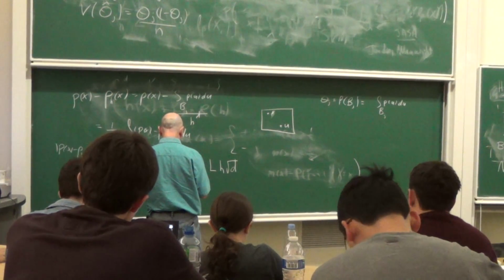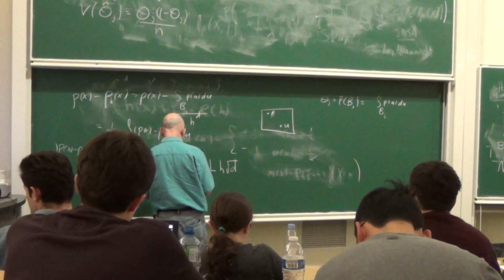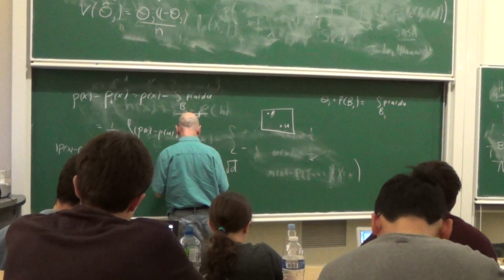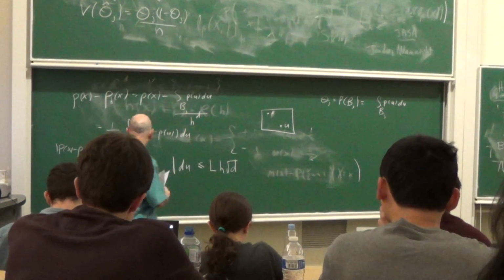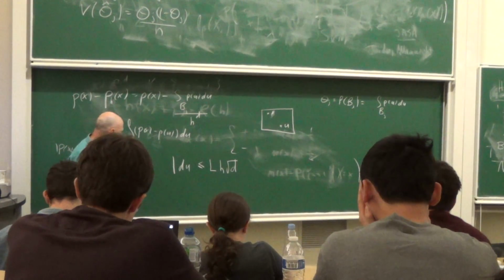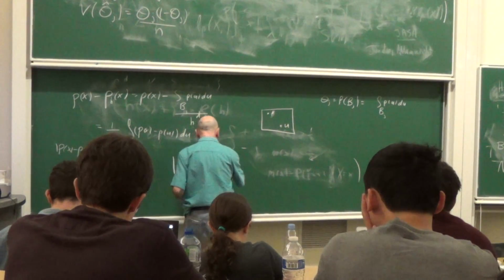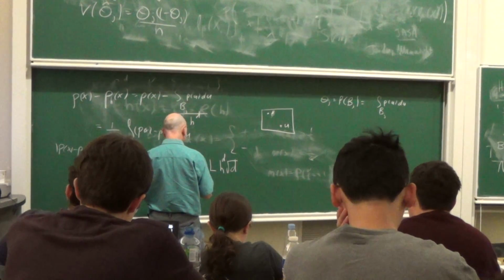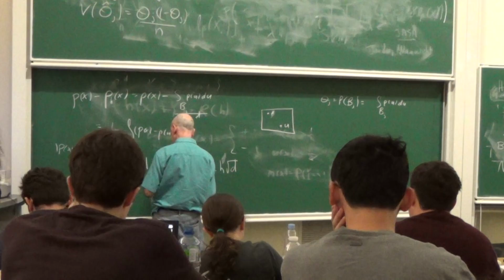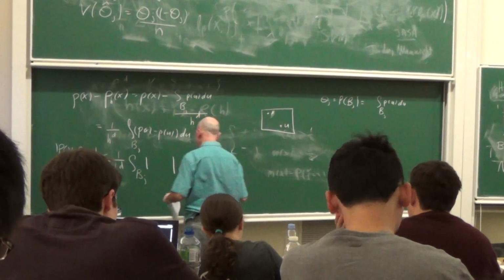Wait, it's wrong. I dropped the term somewhere. Let's just look at this. So this is L times h to the d. H to the d. Oh, I see. Yeah. Sorry, there's a term missing in the notes.